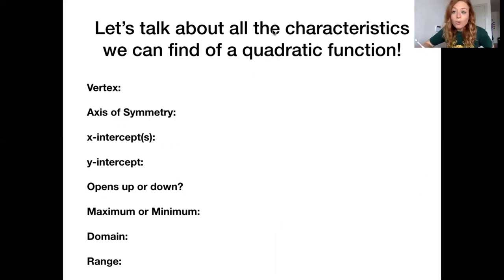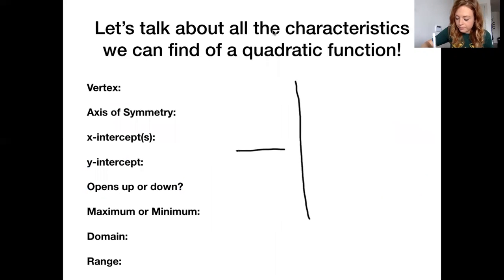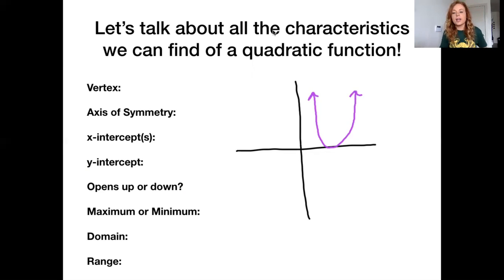All quadratic functions, or all parabolas, have a vertex. Let's say this was my parabola, my quadratic function. It's kind of messy, but we're going to roll with it. That tip point, the very bottom point, or if it was upside down, the very top point, is what we call our vertex. So right here is our vertex.